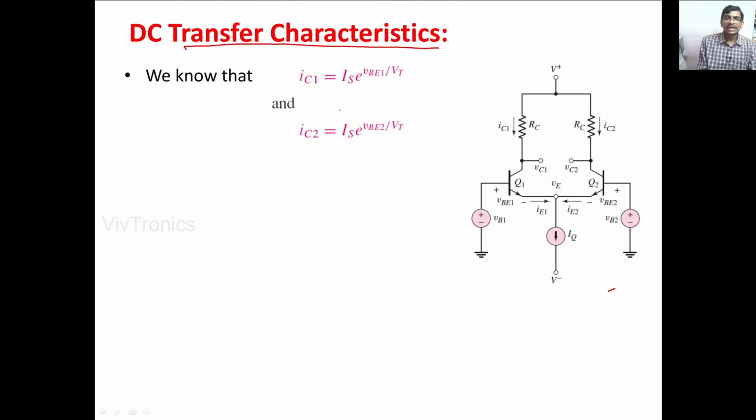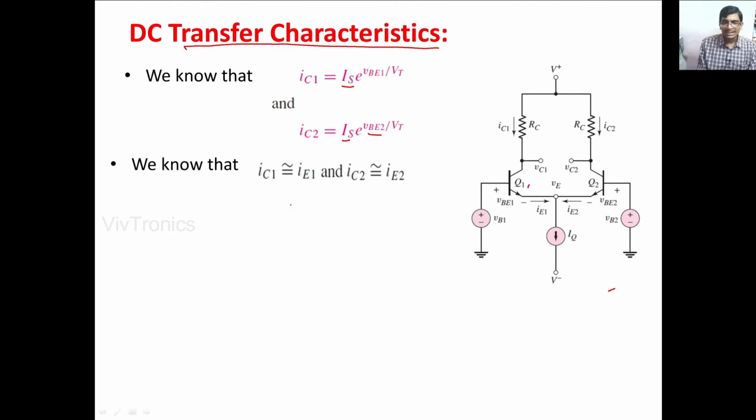And here we know that the IC1 current will be equal to Is into e power VBE1 by Vt. From the diode current equations we can derive this IC current, which will be equal to Is, the reverse saturation current, into e power VBE1 by Vt for transistor 1, which is the collector current, and IC2, the collector current of transistor Q2, will be equal to Is into e power VBE2 divided by Vt. We can derive these current equations from the diode relationships.